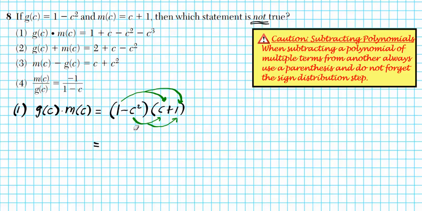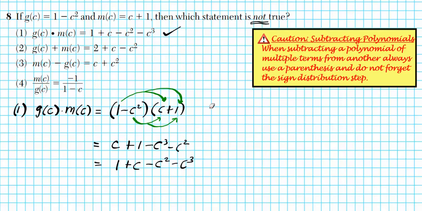All right, so 1 times c is c, 1 times 1 is 1. Now c squared has a negative, so we're going to carry the negative while multiplying. So we have negative c to the third minus c squared. All right, if we rearrange terms, so it's consistent with the option here, we have 1 plus c minus c squared minus c to the third. No like terms to be combined here. This is the final result. Option 1 is true.